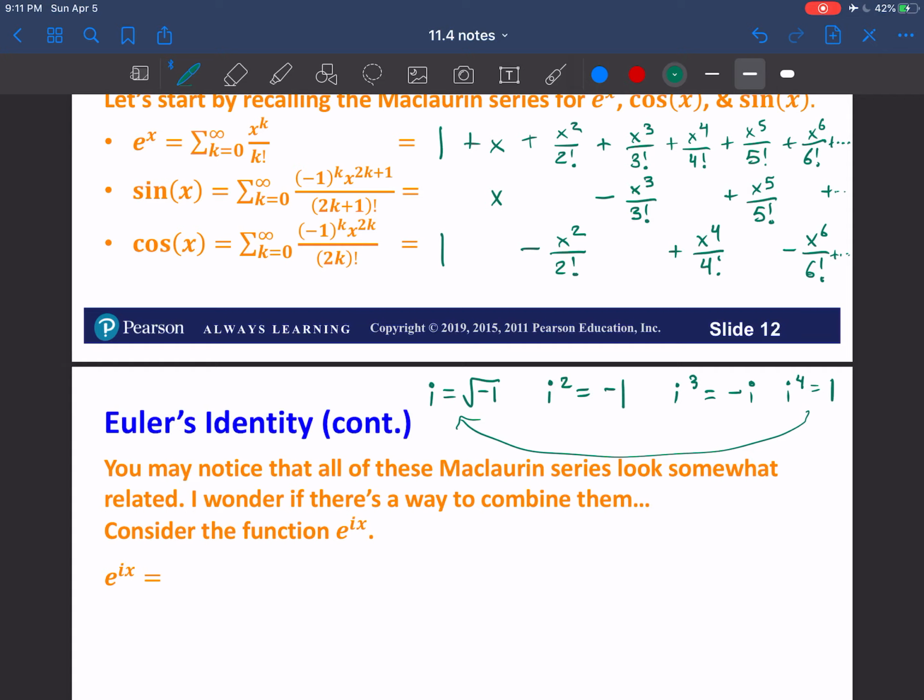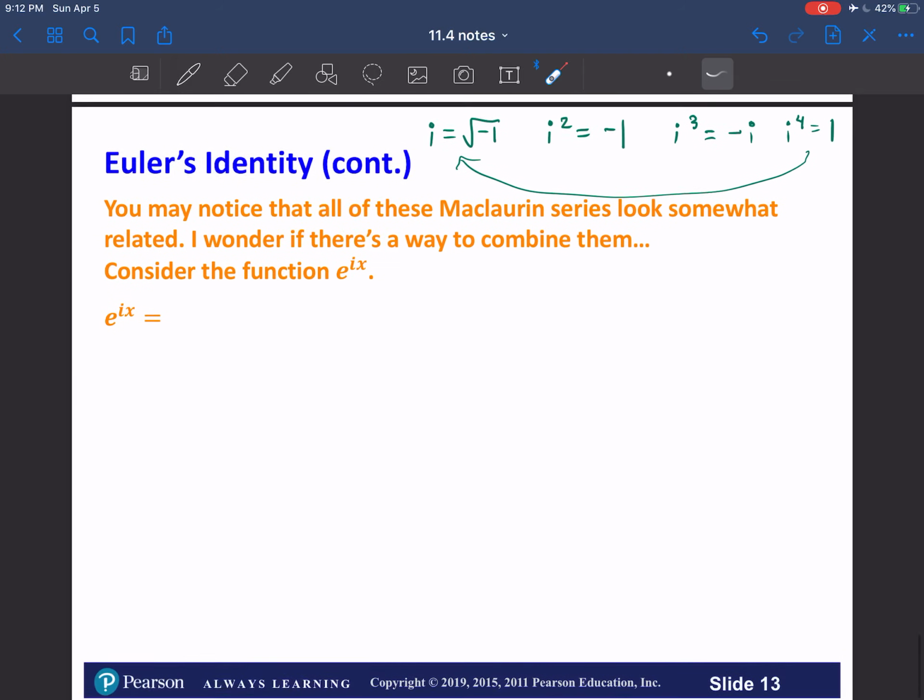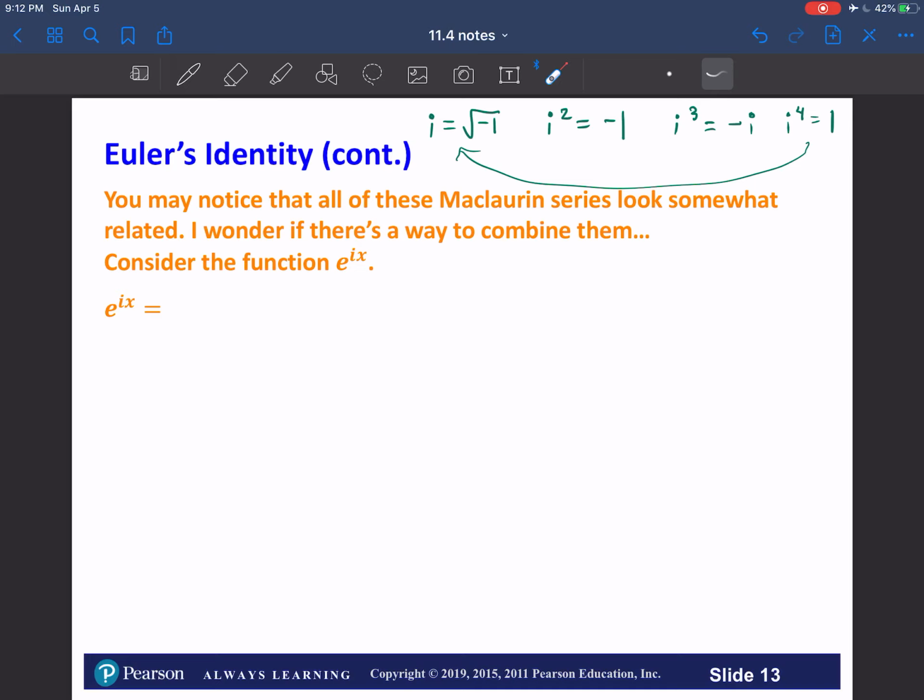So we can actually use this idea to consider e to the ix. So e to the ix, a very strange thing to consider, is the sum from k equals 0 to infinity of ix to the k power over k factorial.